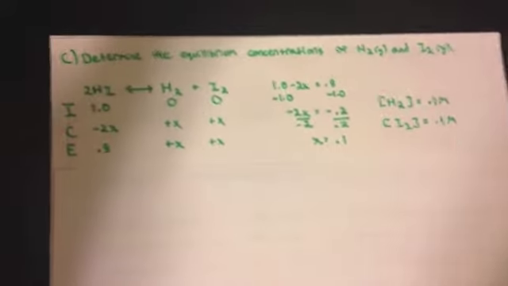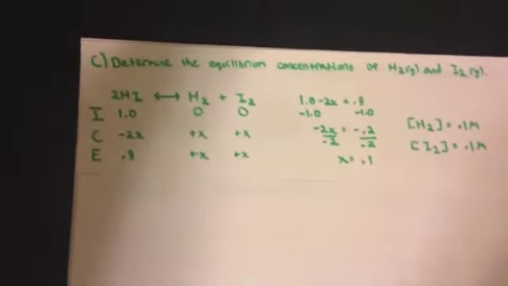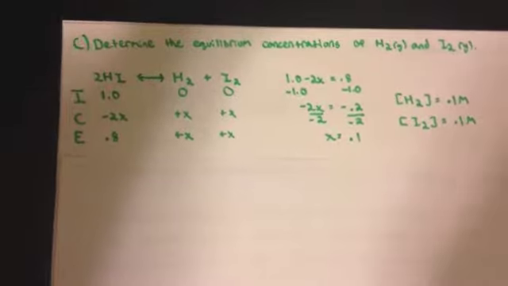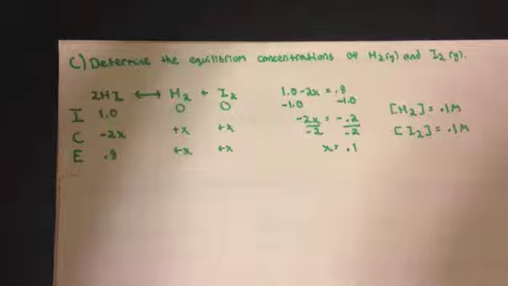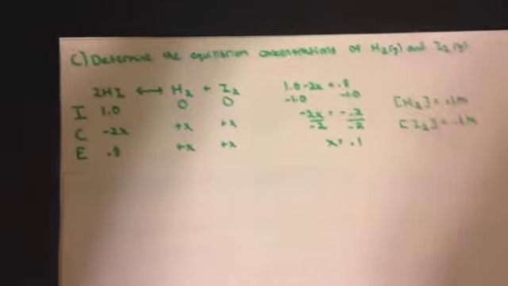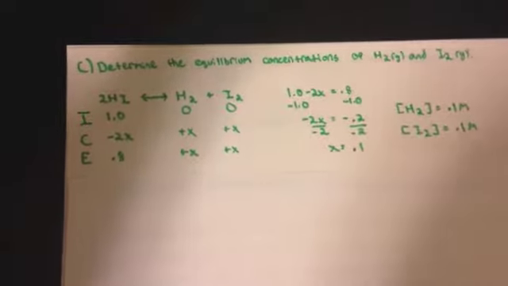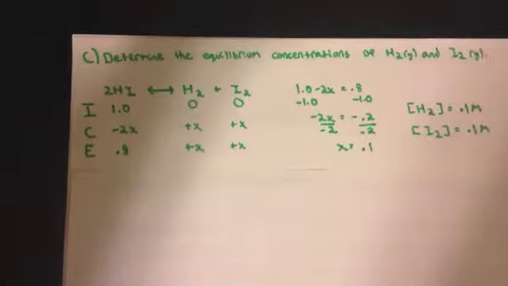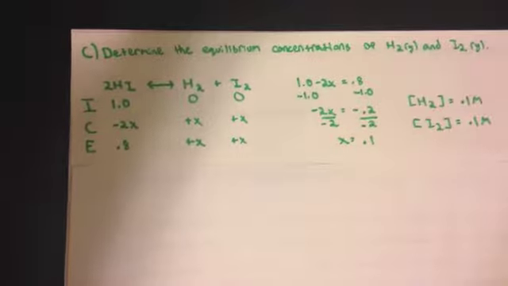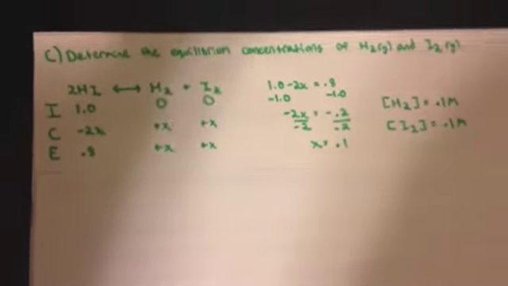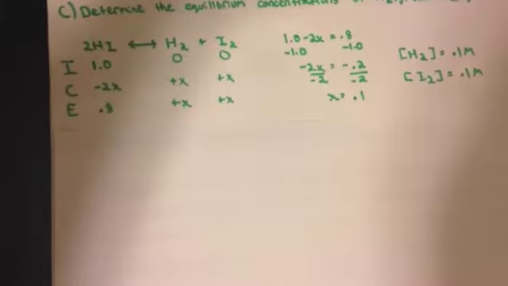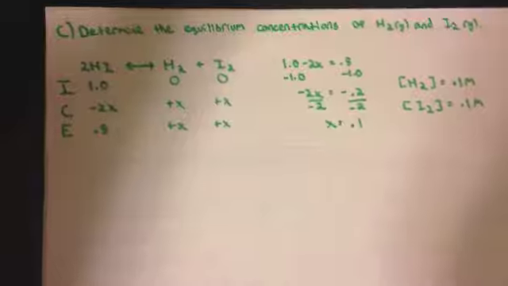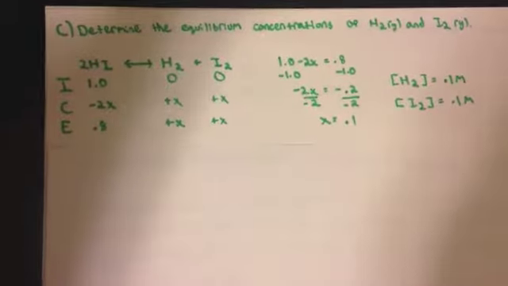For C, we have to determine the equilibrium concentrations of H2 gas and I2 gas. So we do an ICE box, and we know that the initial of HI is 1, and we subtract 2x because it has a coefficient of 2, and we know that the equilibrium concentration is 0.8. So we know that the initial for H2 and I2 are 0, and they each get a plus x because they both have a coefficient of 1.